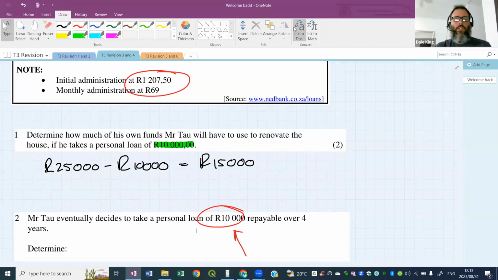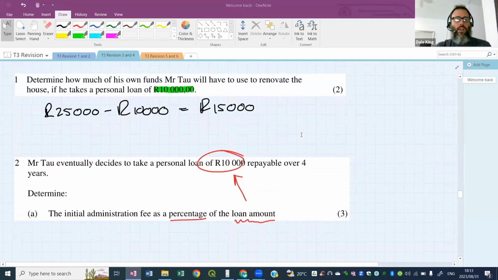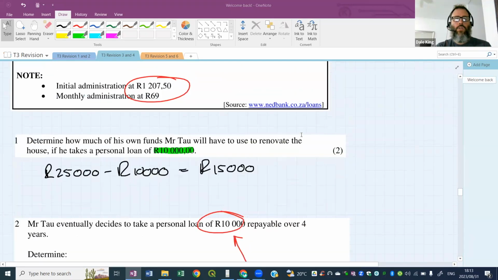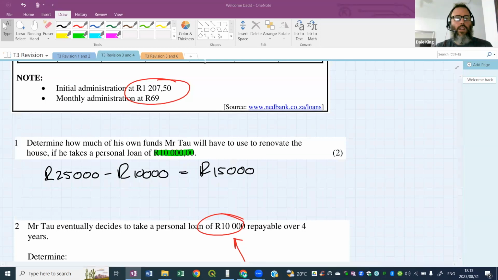All right. So if we look at the question again, it says, determine the initial admin fee as a percentage of the loan amount. Okay. So I've circled the 2 values. The admin fee is up here, number 1, and the loan amount is here, number 2. They're saying, what is the percentage of this admin fee, number 1, of the loan amount, number 2?